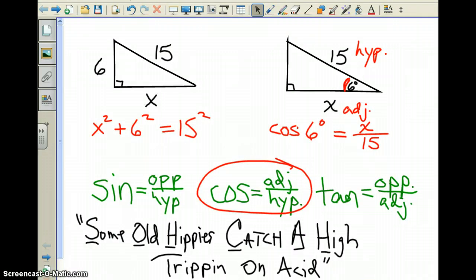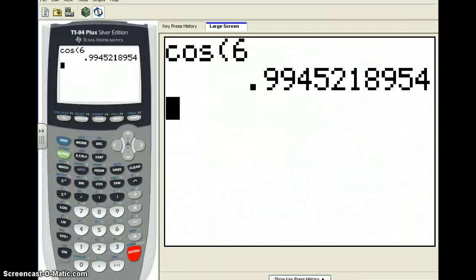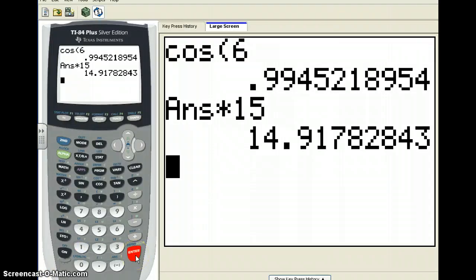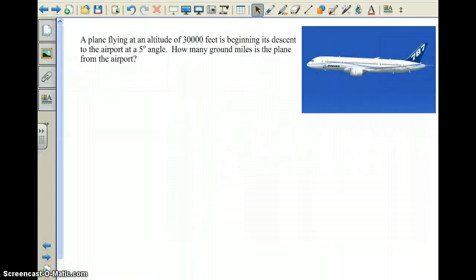So we'll go back to our equation. Cos of 6 is the same thing as 0.9945, which is equal to something divided by 15. And then when we cross multiply, we're going to get x equals 14.92. Let's look at this next problem.